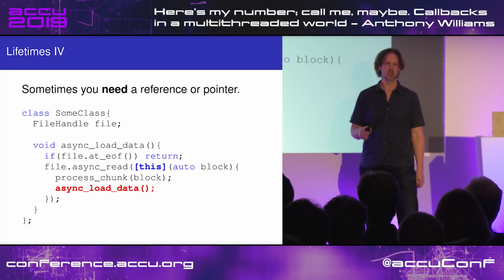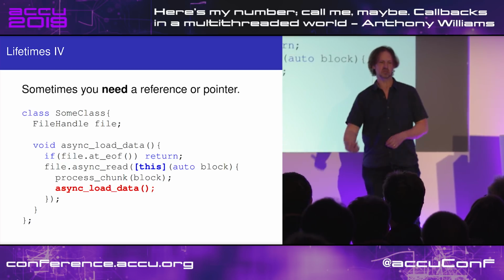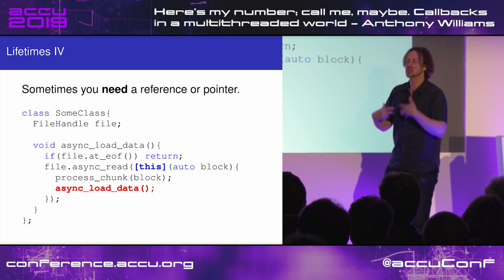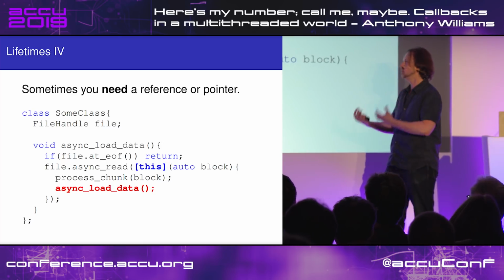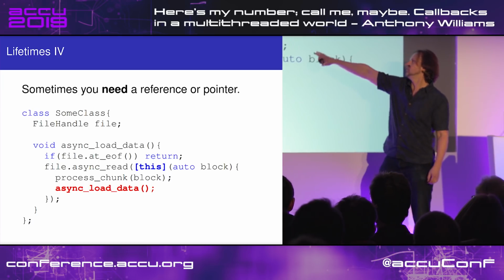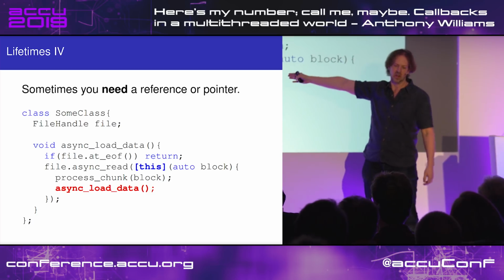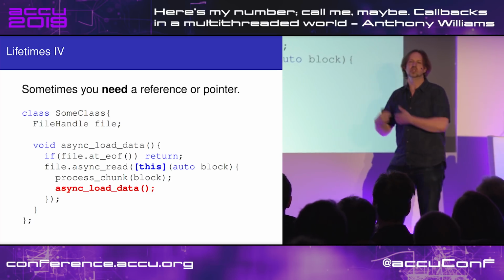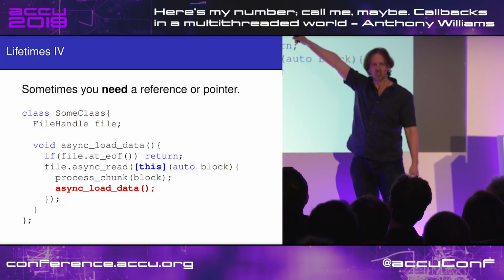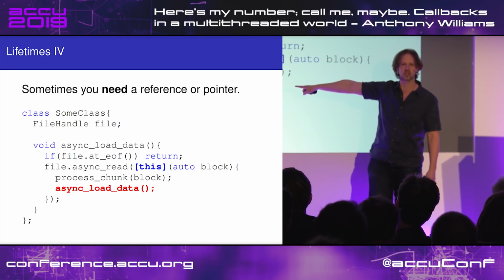Sometimes you do want a real reference or pointer to some state from your task. Say you're doing some async I/O, you're trying to load some data asynchronously, you've got some sort of file handle, and you've got an async load data function. If we're at the end of file, we're all done. Otherwise, we're going to launch an async read task. We want a reference back to our class so that when we've read our block, we can queue the next task to load the next chunk.